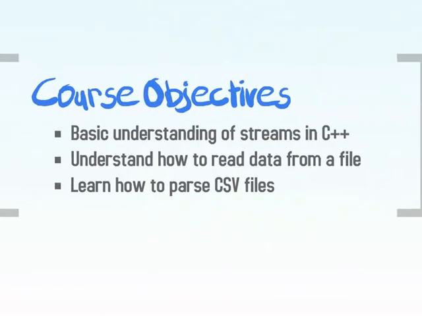In this course, we're going to be learning three things. The first is a very high-level overview of what streams are and how they're used in C++. The second is how we can read data from a specific type of stream, i.e. a file. And finally, and this is really an extension of the second, we're going to be learning how to read data from a CSV file. If you're not familiar with the CSV file, it stands for comma separated value file. And we'll be talking a little bit more about those later.